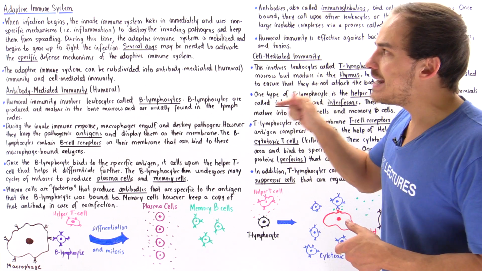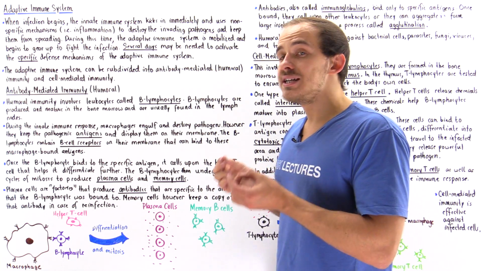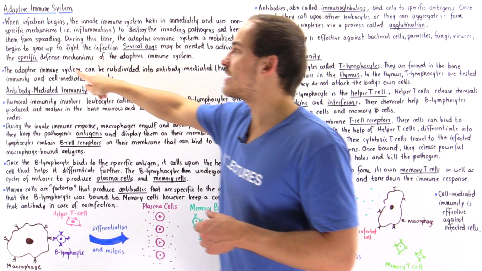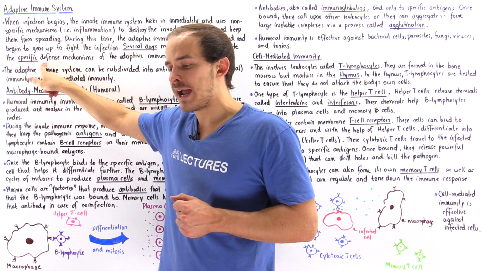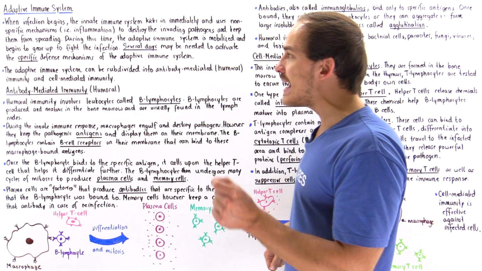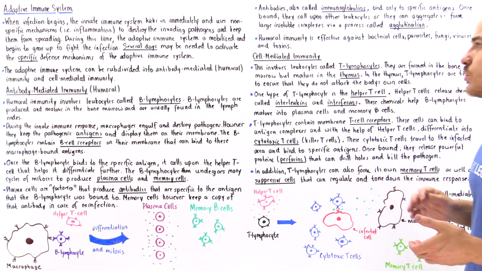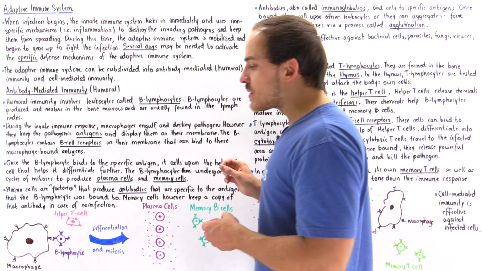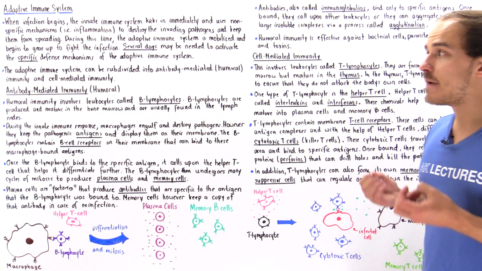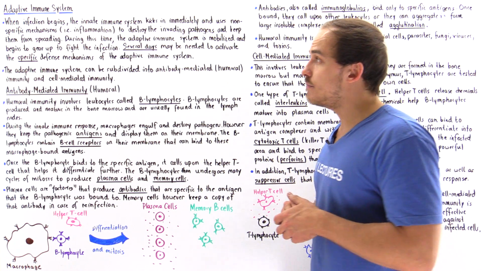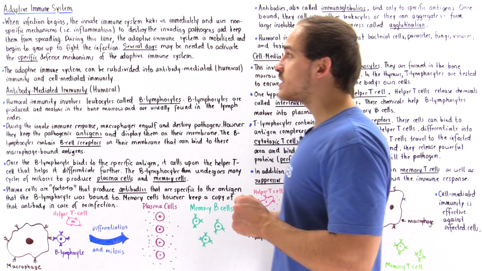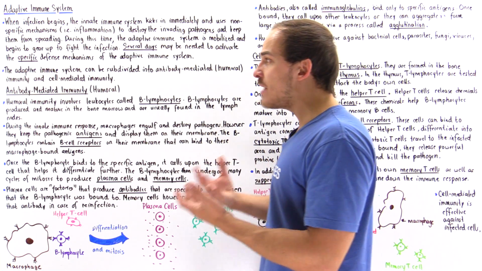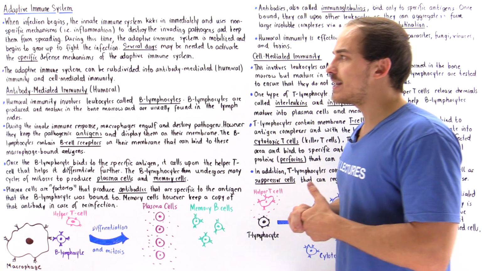Now, unlike the innate immune system, which uses non-specific mechanisms, the adaptive immune system actually uses specific defense mechanisms because it uses antigens and antibodies, as we'll see in just a moment. Now, the innate immune system cannot actually learn from infections, but as we'll see in just a moment, the adaptive immune system can actually learn from the different types of infections and pathogens that infect the body.